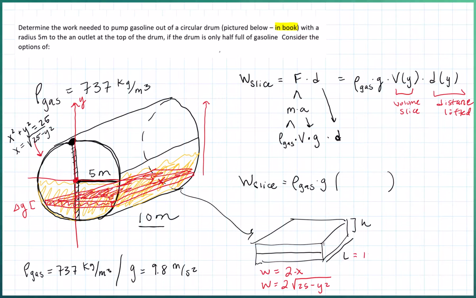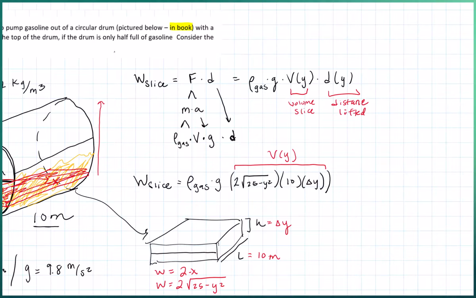Now the length of each slice is fixed all the way up the cylindrical drum. That's going to be 10 meters, and the height is a delta y. So when I'm setting up the volume of each slice, I'm going to get 2 times the square root of 25 minus y squared, times 10, times delta y. So that is the volume of each slice, and it does change based on where we take that slice.